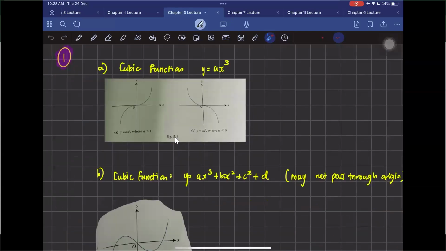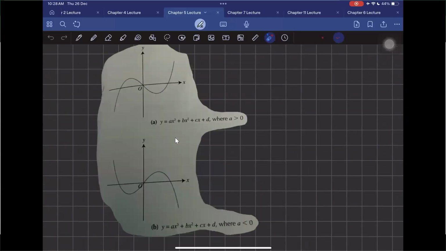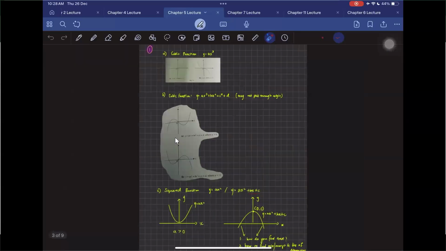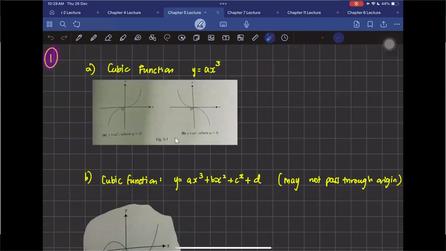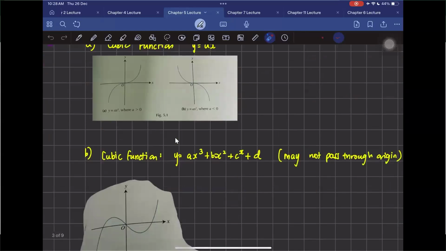So these are for learning objective one, the different types of graphs. For y equals ax cubed, it looks something like this. If a is positive, it goes like this. And if it is negative, it goes like this. Just roughly know the shape, so that you're familiar with how to sketch when you're given the equation.